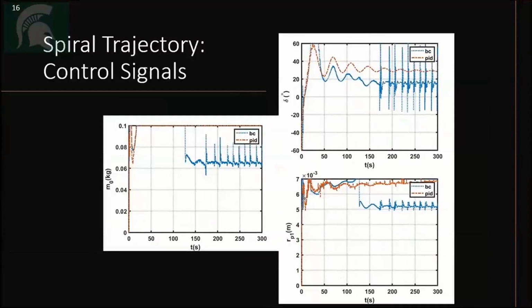Here, the backstepping control signals shown in blue are compared with the PID control signals shown in red. The thing to notice here is the chattering. This is due to a discontinuity put in the controller to avoid singularity when the position errors are 0 and the heading error becomes undefined.